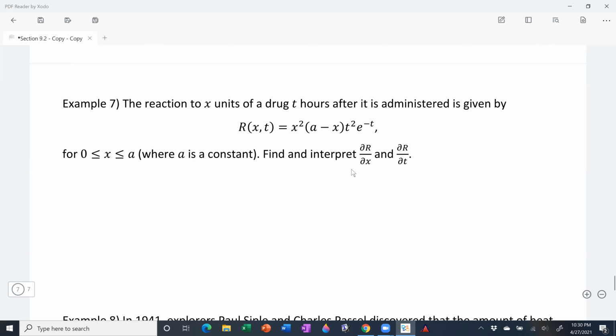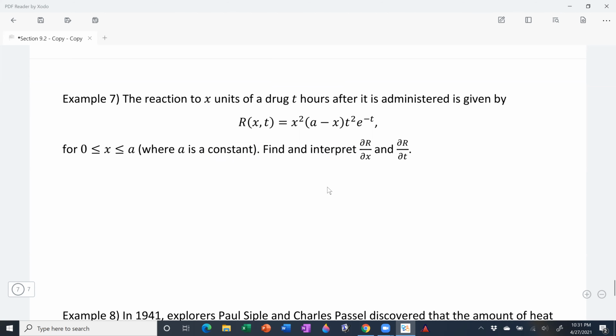So let's find and interpret the partial derivative of R with respect to X and the partial derivative of R with respect to T. And then of course, the interpret part is the thing that we are really working on getting used to, because that can be the tricky part when there's so many different variables going on. Okay, so let's go ahead and get started with this one, the partial of R with respect to X.